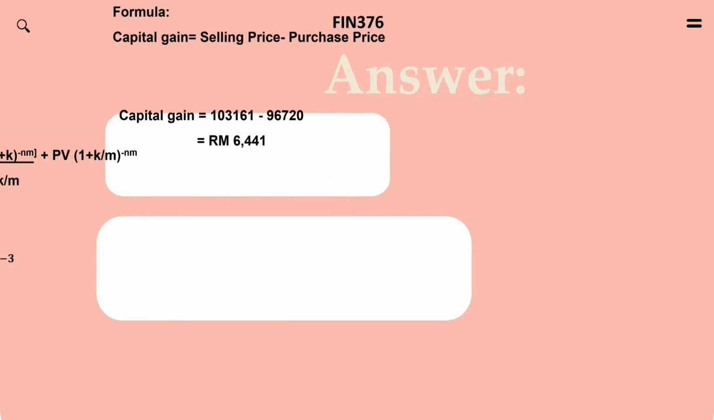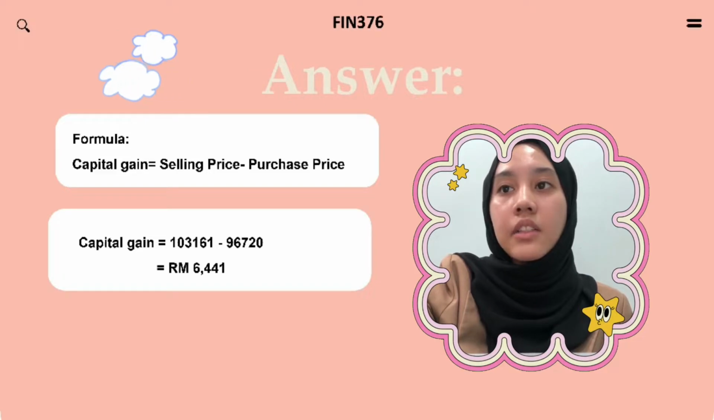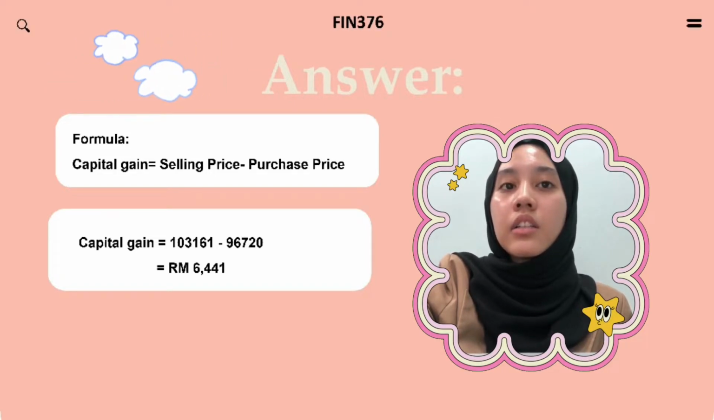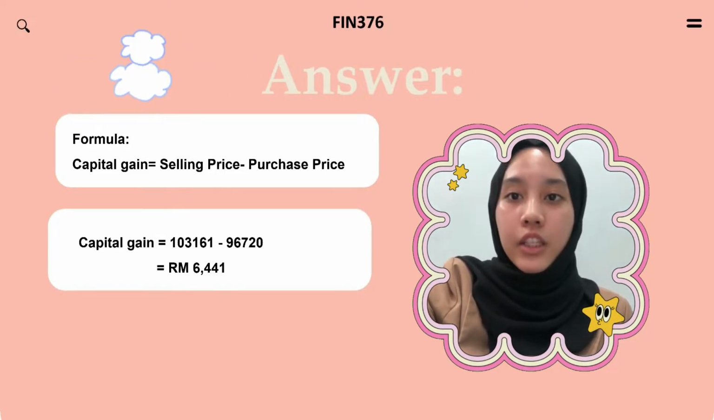103161. So the final answer for the capital gain from this investment that Encik Ali will get is capital gain equal to selling price minus purchase price. So 103161 minus 96720, and we will get 6441. So that is all from me. Thank you.